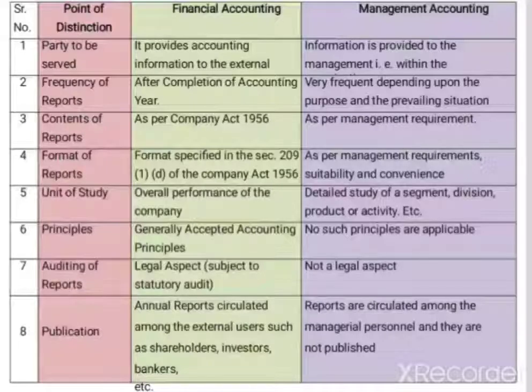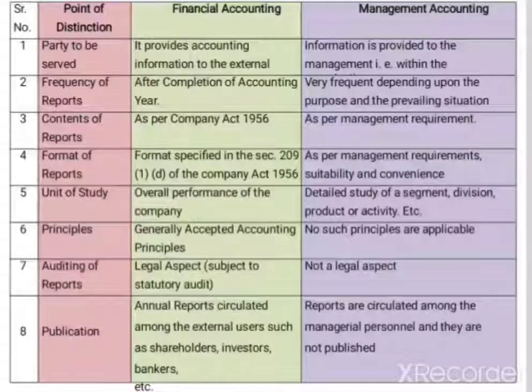The frequency of report preparation: in financial accounting, after the completion of the accounting year, the accounts will be prepared. In management accounting, it is very frequent, depending upon the purpose and prevailing situation. So it may vary according to the purpose and situations, but the financial accounting is prepared at the end of the accounting year.